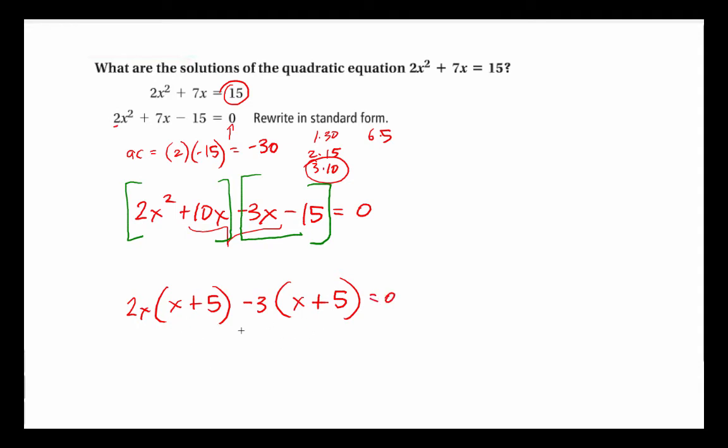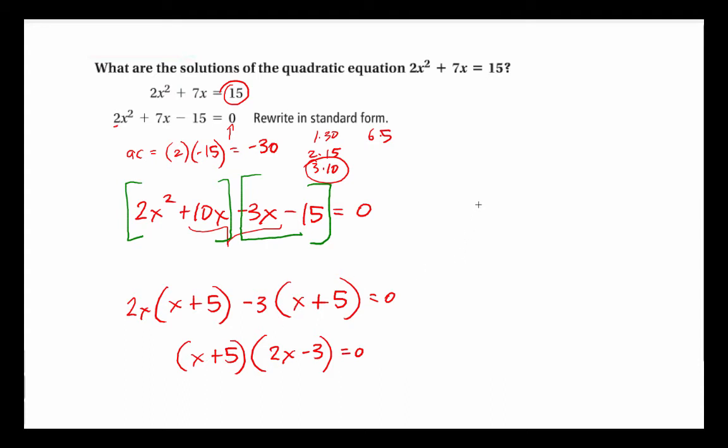And then you see I've got an x plus 5 in both of those terms. So we'll just go ahead and factor out an x plus 5 from both. And then whatever is left goes in our second binomial. And so there is our factoring. Okay, now we're not done. We have to actually solve the quadratic.